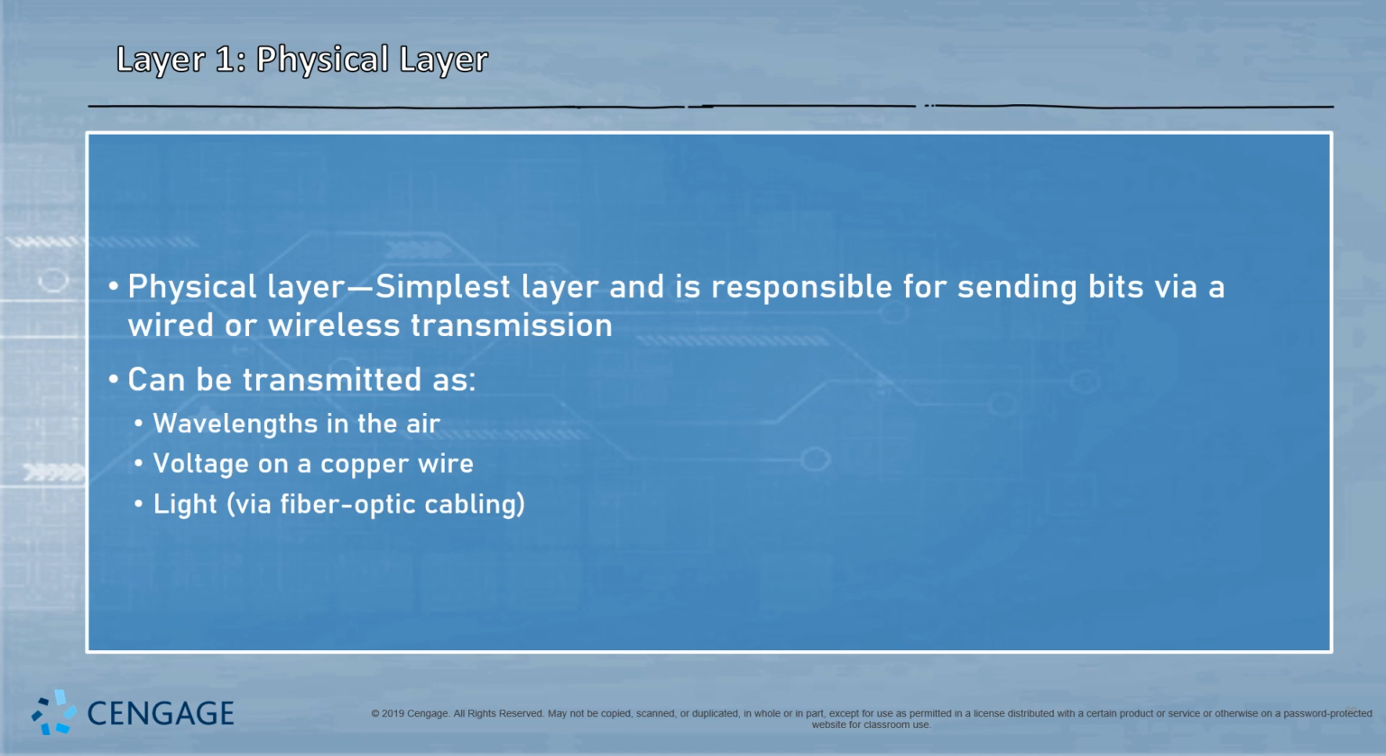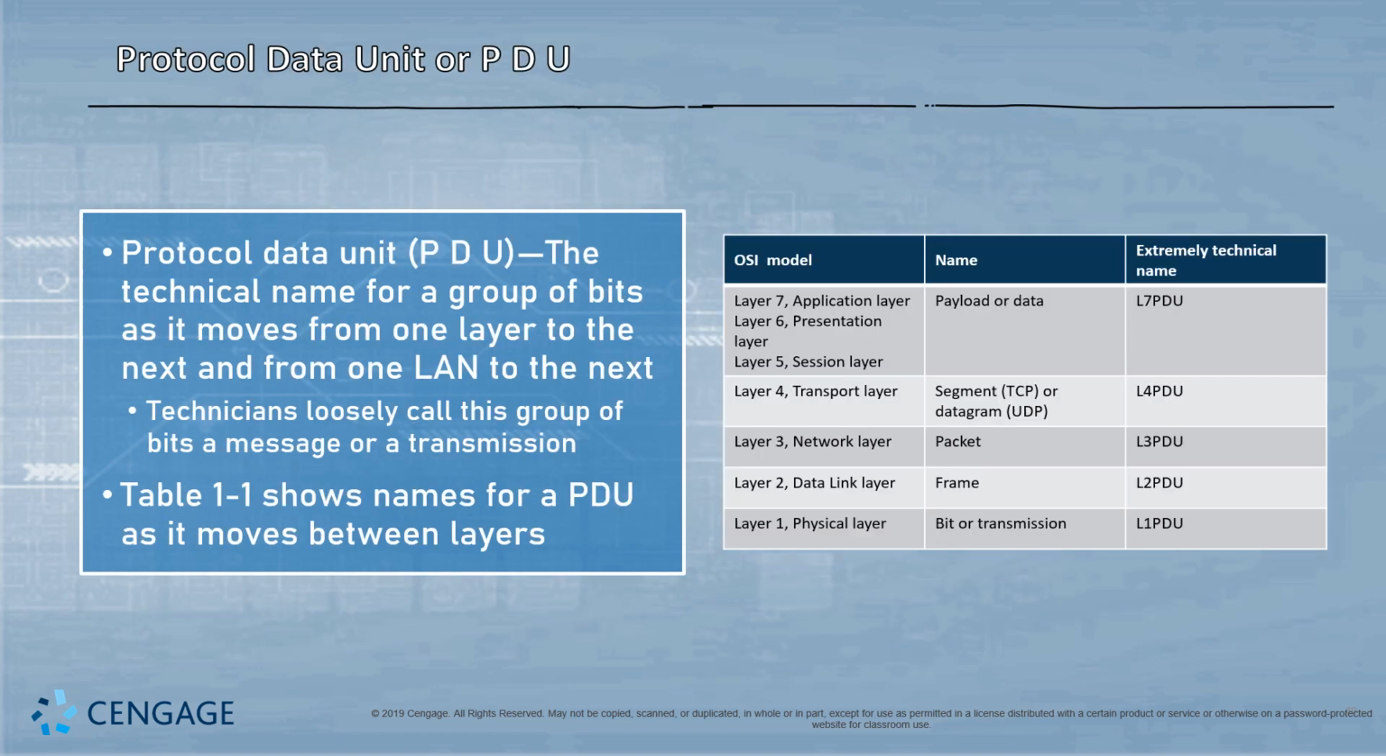So the last one we get to is the physical layer, and it's the simplest of the 7. And again, as I said, it can be passed through radio frequency, so wavelengths in the air, voltage on a copper wire, or light impulses via fiber optics. So here's our layout of the different PDUs, protocol data units, and we can see either just the standard model layer, the name that belongs to it, and then the extremely technical name if you want to get really hard up on it. So layer 7 PDU, which is preserved all the way through layer 5, 4, 3, 2, and 1.